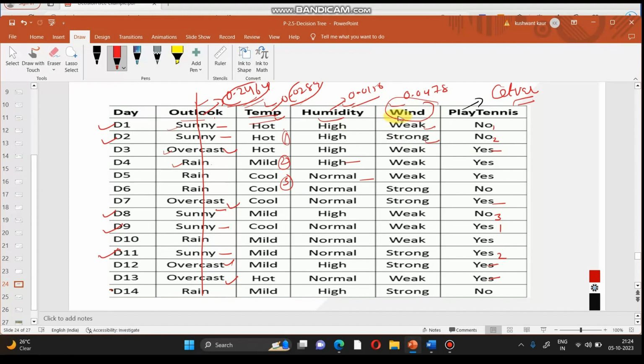Similarly, overcast we need to discard. Why so? Because we have already decided all were yes. So when it is overcast, the result will always be yes, and there is no need to work on this. Next, we have a confusion stage in rain as well. For rain, we have D4, D5, D6, D10 and D14. So we will pick these rows for further expansion of the decision tree.